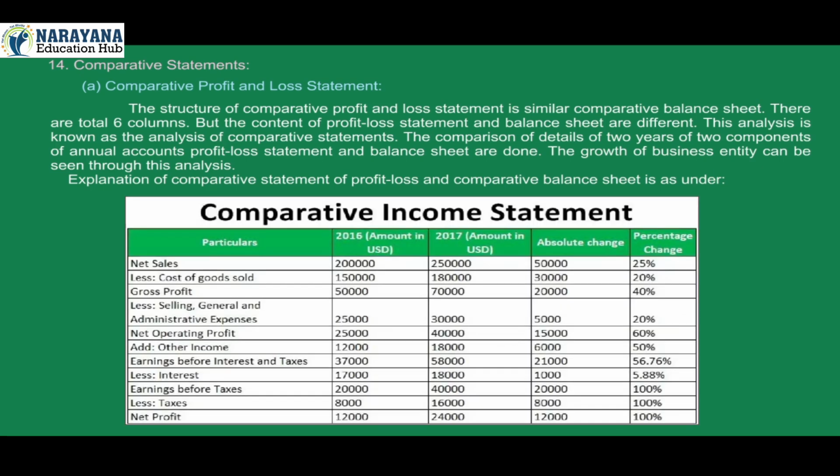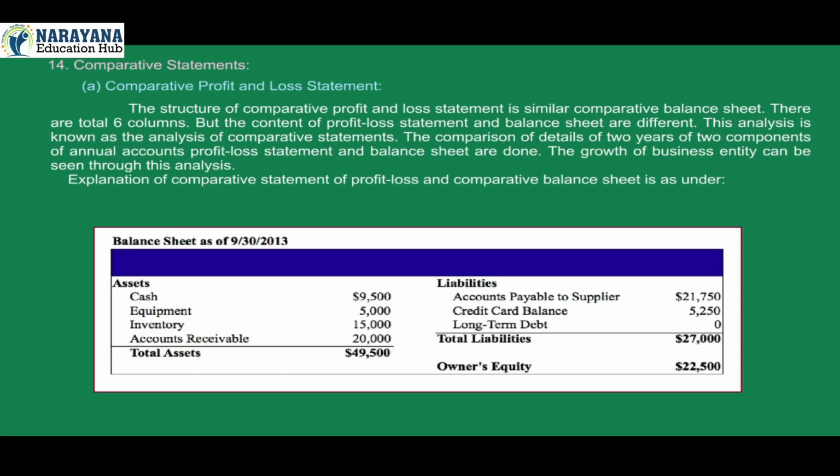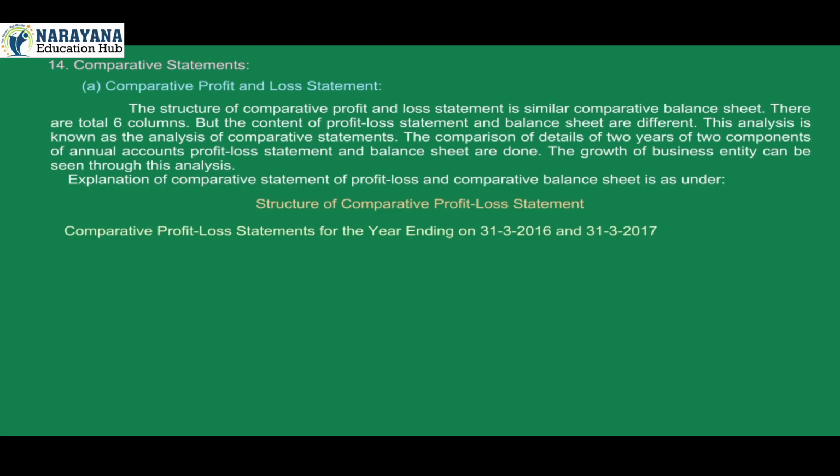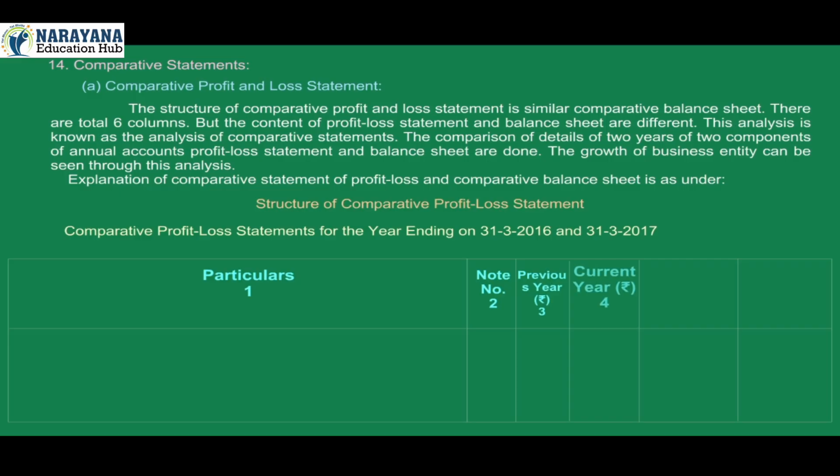Explanation of the comparative statement of profit and loss and comparative balance sheet is as under. Structure of comparative profit and loss statement. Comparative profit and loss statements for the year ending on 31st March 2016 and 31st March 2017. Particulars 1. Note number 2. Previous year 3. Current year 4. Increase or decrease 5, in bracket 4 minus 3. Increase or decrease in percentage 6, in bracket 5 divided by 3 into 100.